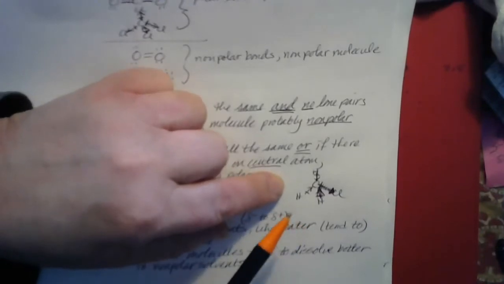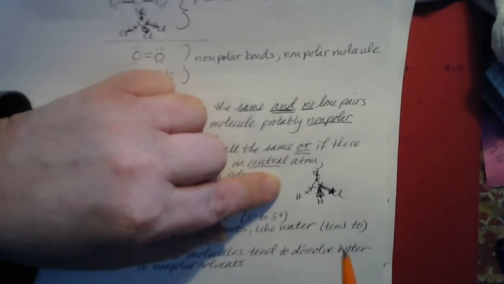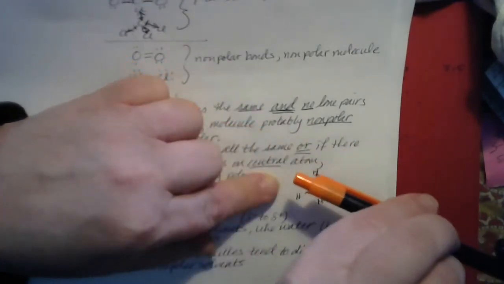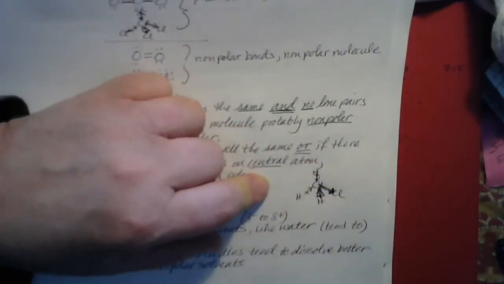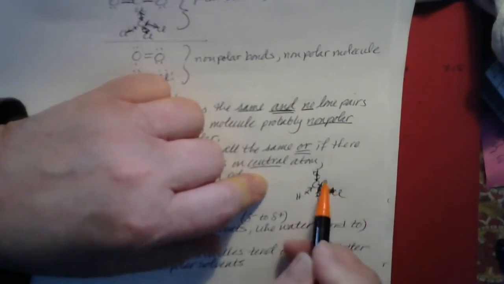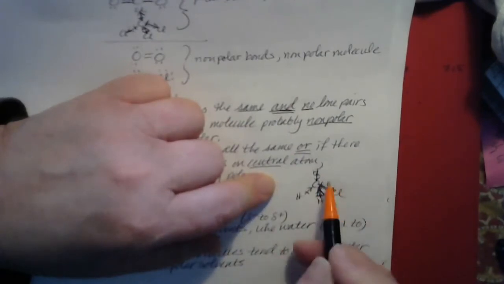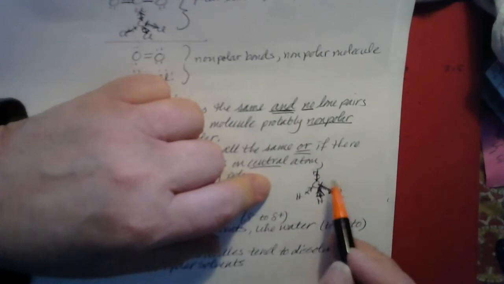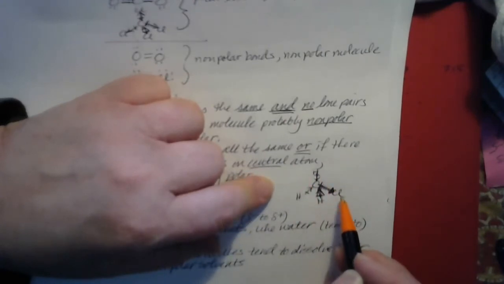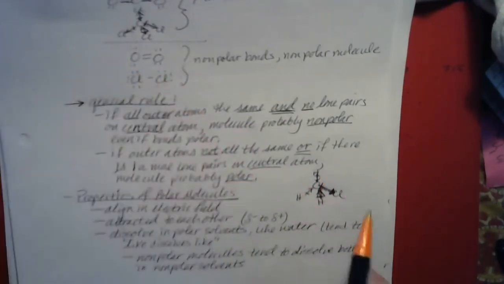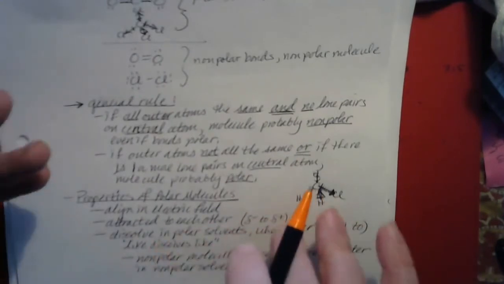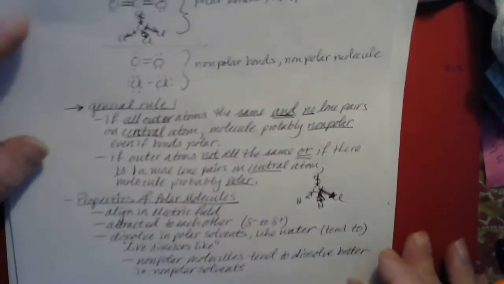And so you've got a bond polarity that's pulling this way, and one that's pulling that way, and one that's pulling that way, and one that's pulling that way. So the resultant would be more or less pulling to the right anyway. So the fact that you've got one outer atom that's different messes everything up, and it throws the molecule off balance, if you want to think of it that way, and that means the molecule is polar.